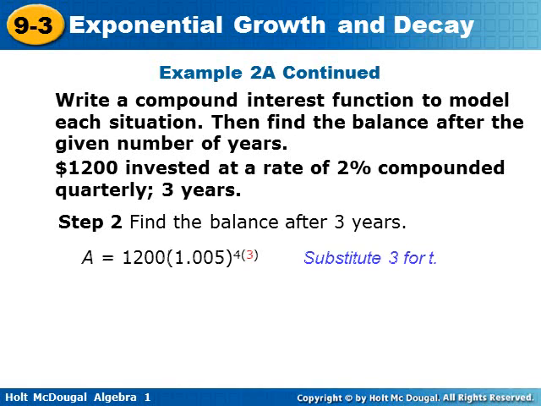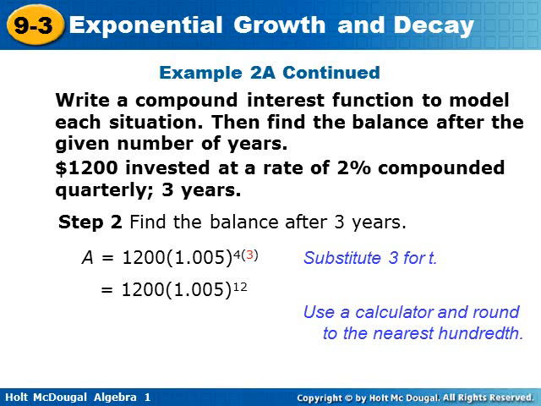And they want you to find the balance after 3 years, so we're going to plug in 3 for t. So we have 1,200 times 1.005 raised to the power of 4 times 3. 4 times 3 is 12, so it'd be raised to the power of 12. We're going to use a calculator, rounding to the nearest hundredth.